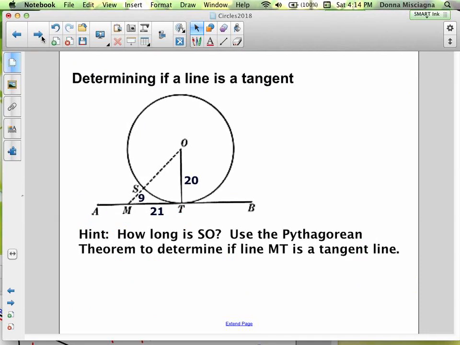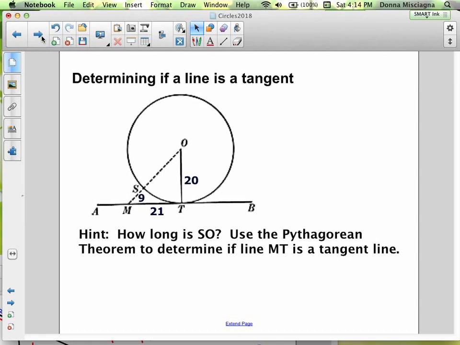Determining if a line is a tangent. So how long is SO? All right, so here we are told that this is going to be a tangent. We are determining, we have to find SO, and then we're going to determine if this is a tangent or not. So how long is SO?